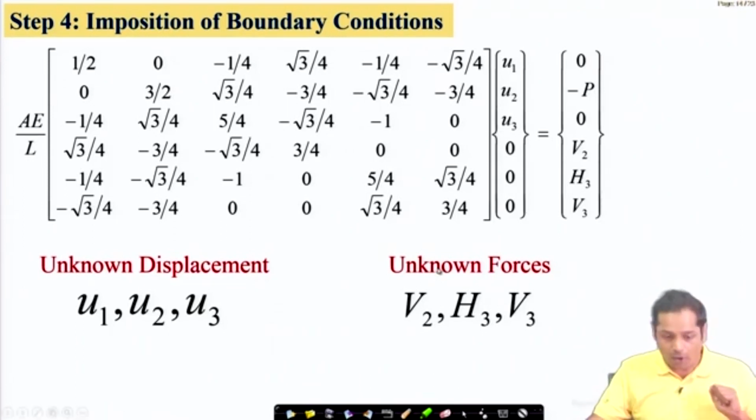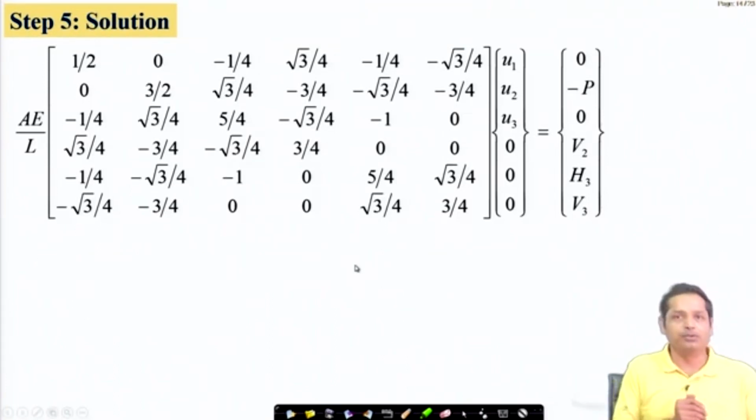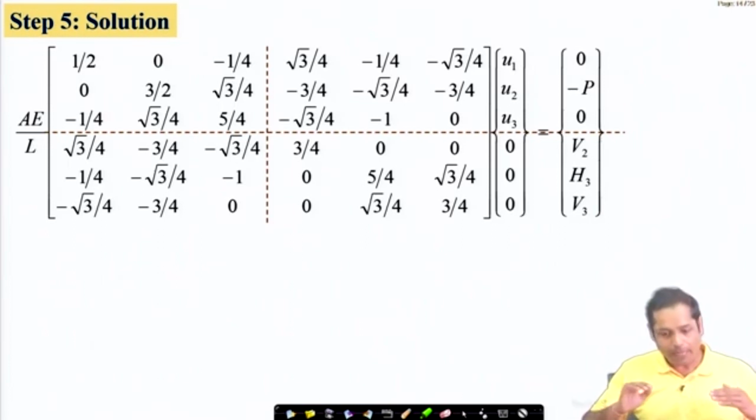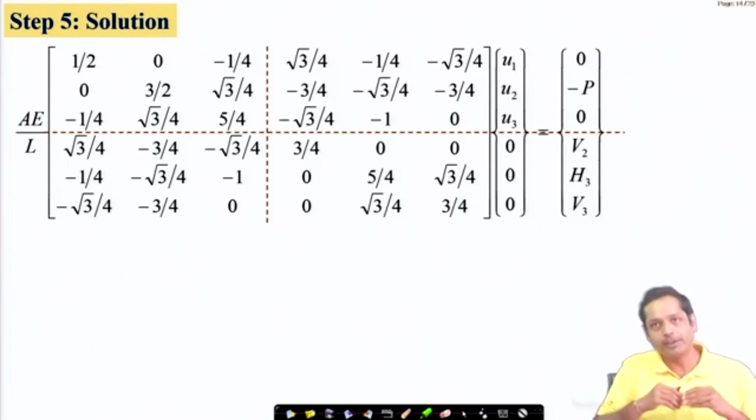Now after imposing the boundary condition, once we have the final equation, we are ready to solve these equations. So the next step is the solution. Now how to solve it? First let us see some information about displacement known and some information about the forces unknown. Our primary variable in this case is displacement, so we have to find out displacement first, and once we have the displacement, with the known displacement we will find out the forces.